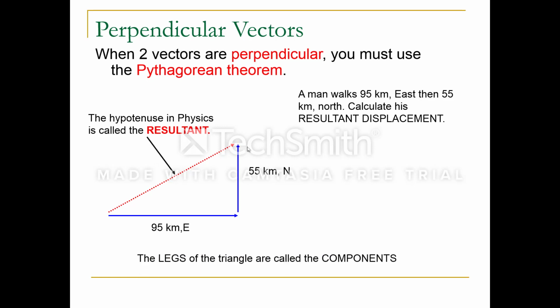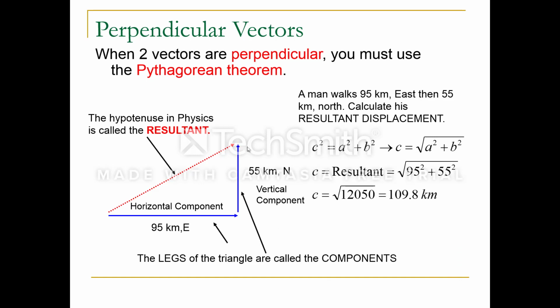And then the legs of your triangle are your components. You've seen this before. Your horizontal and your vertical. This is just a review. And then you'll do the Pythagorean theorem. A squared plus b squared is c squared, so 95 squared plus 55 squared, add it and square root it. You're going to get 109.8 kilometers. Okay, for the perpendicular vectors.